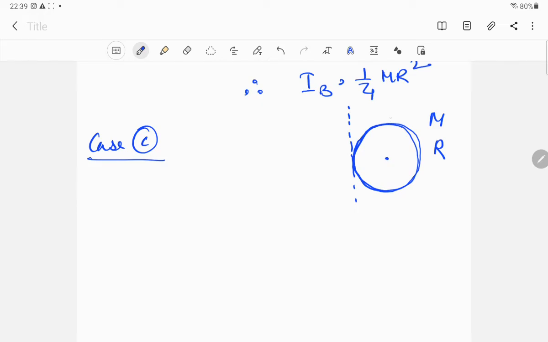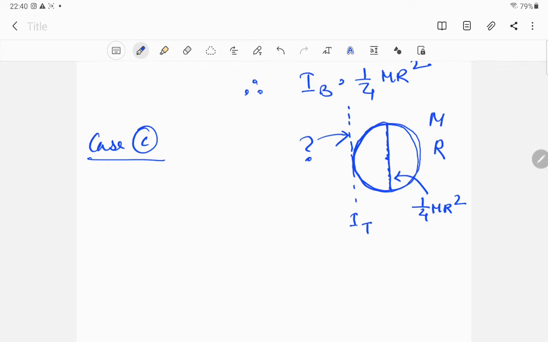Now, from case B, we know the moment of inertia of a circular disc about the diameter. You know it: that value is equal to 1 by 4 m r square. Now I am asking you what is the moment of inertia about a tangent. Suppose I call it IT, for tangent. Now there comes the parallel axis theorem. Again, go back to your notes if you have written them in the class. So according to the parallel axis theorem, what is that theorem?